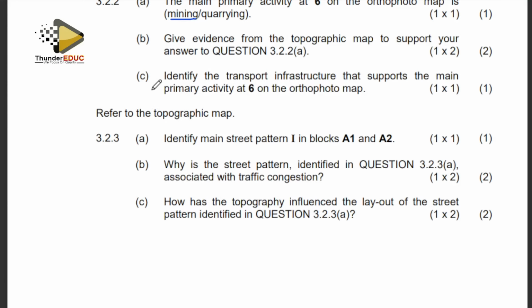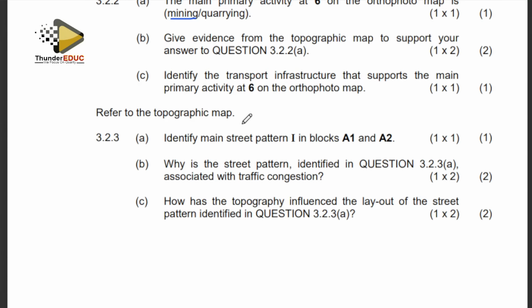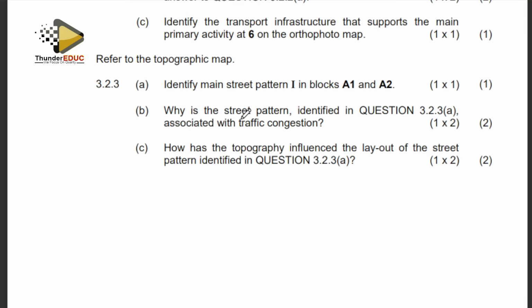Then we move on. We go to question 3. Refer to the topographic map. You see the map that they want us to refer to is a topographic map. So you quickly go to the topographic map and check the area that you are asked to look at, and then you answer those questions clearly as you see them. Okay. They're saying identify the main street pattern I in block A1 and in block A2.